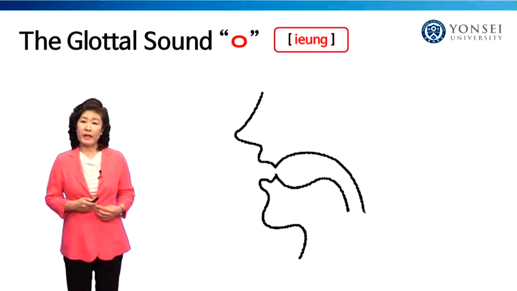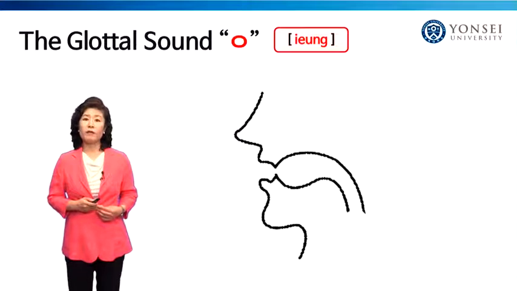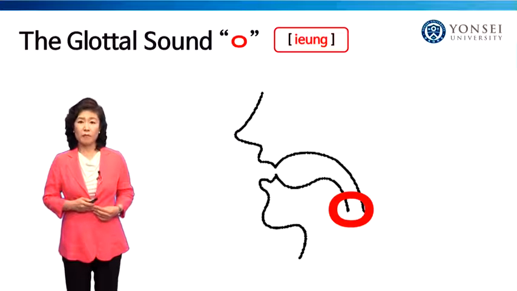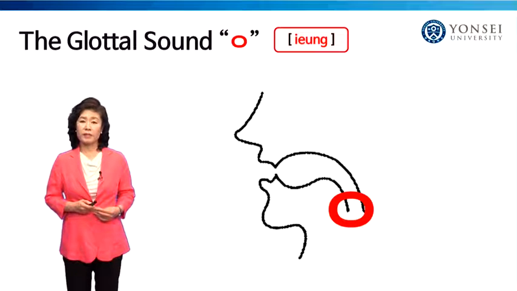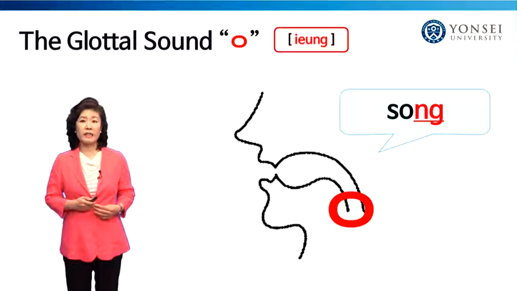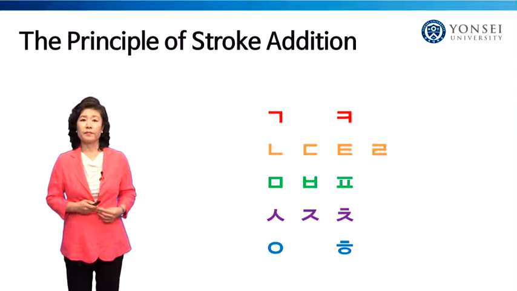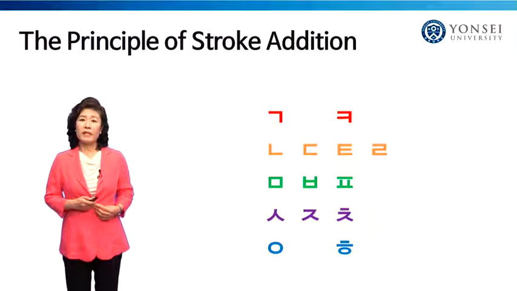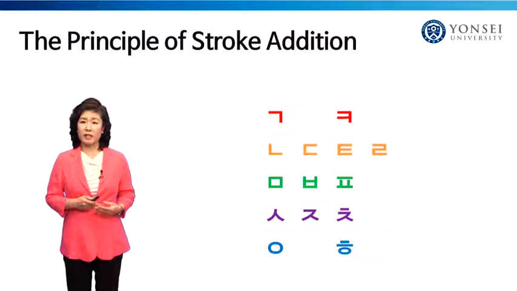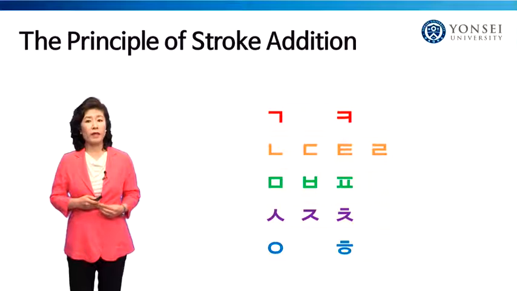Finally, the glottal sound iung is the shape of a throat, and King Sejong thought that this sound would best represent the glottis, which is the space between the vocal cords. And as a final consonant sound, iung is the same sound ng in song. Then, besides these 5 basic consonants, what are the other 9 consonants? And how were they created?